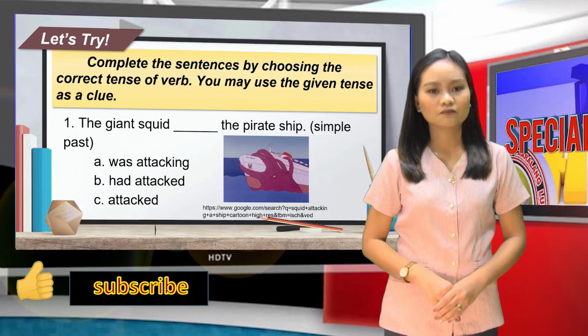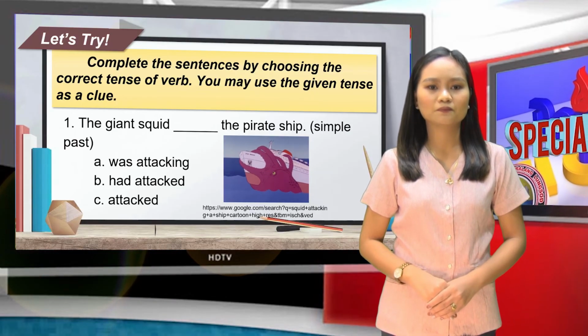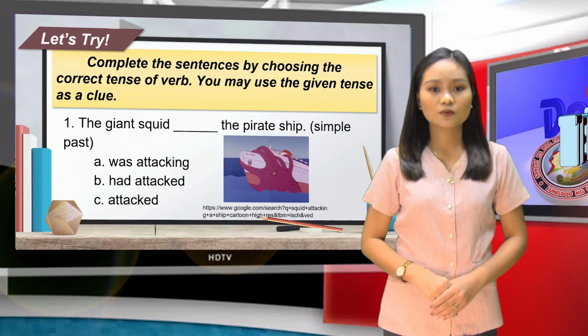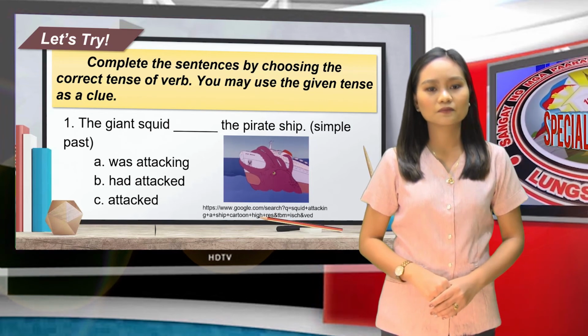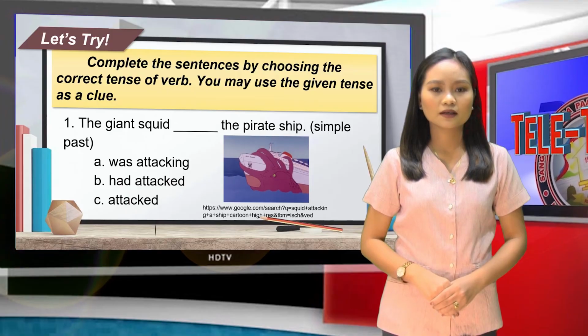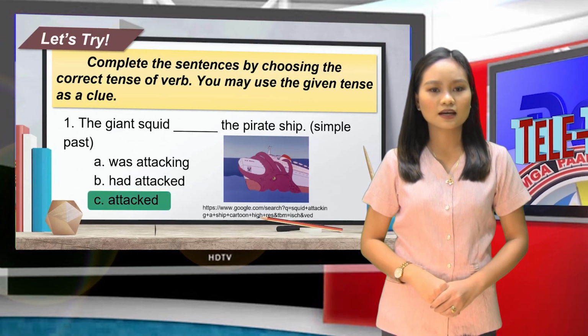Number 1. The giant squid blank the pirate ship. Here are your choices. A. Was attacking. B. Had attacked. C. Attacked. Very good. The answer is letter C. Attacked.